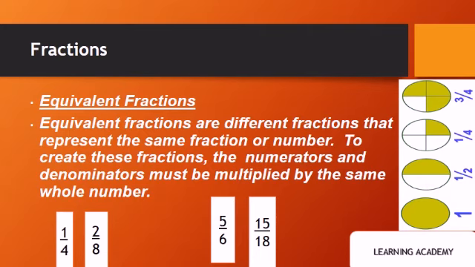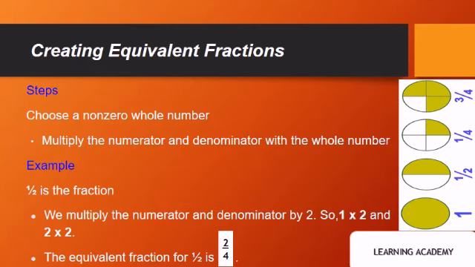Equivalent fractions. Equivalent fractions are different fractions that represent the same fraction or number. To create these fractions, the numerators and the denominators must be multiplied by the same whole number. That is the key rule in the creation of equivalent fractions. You may also choose to divide.